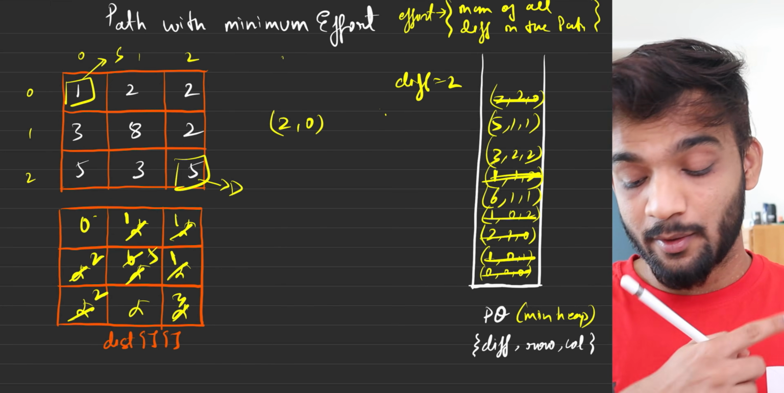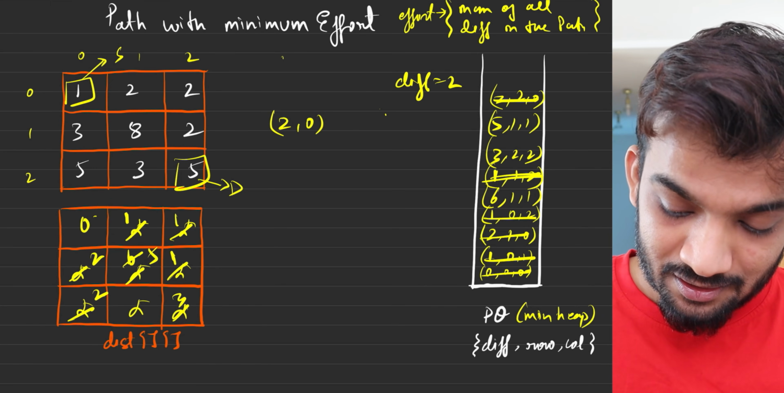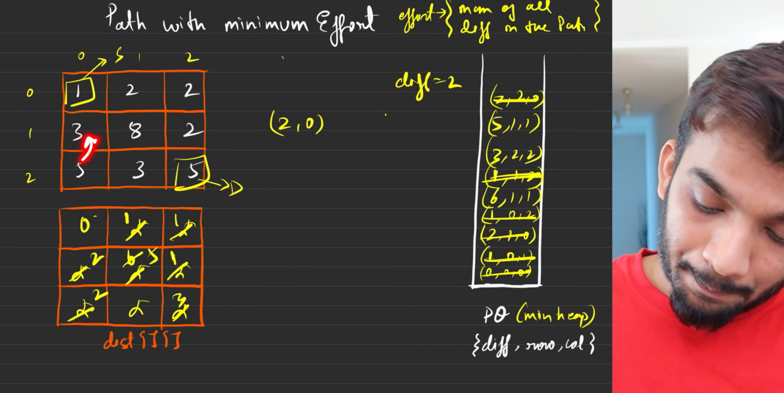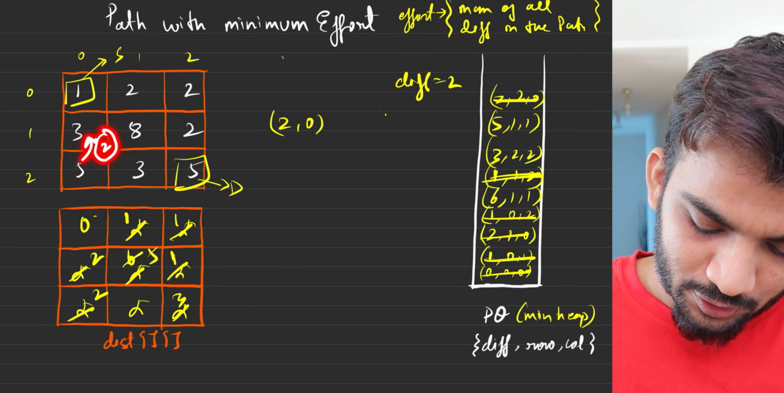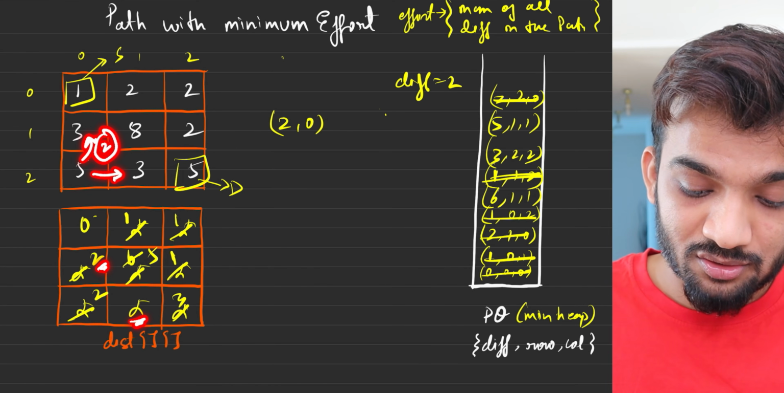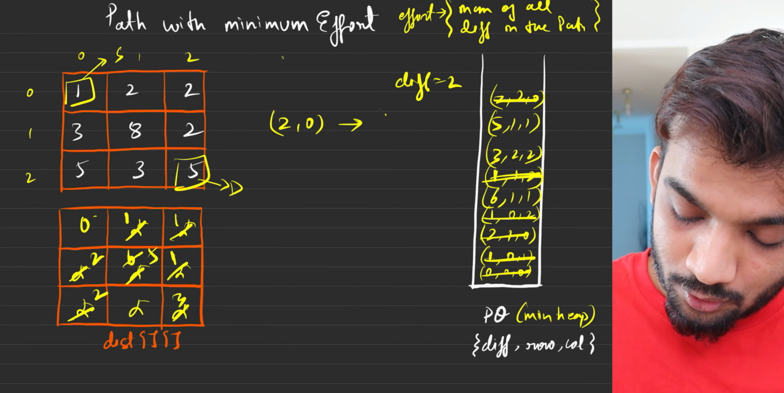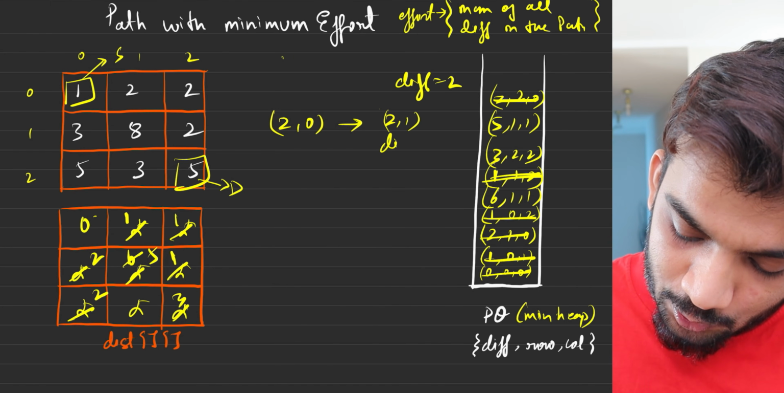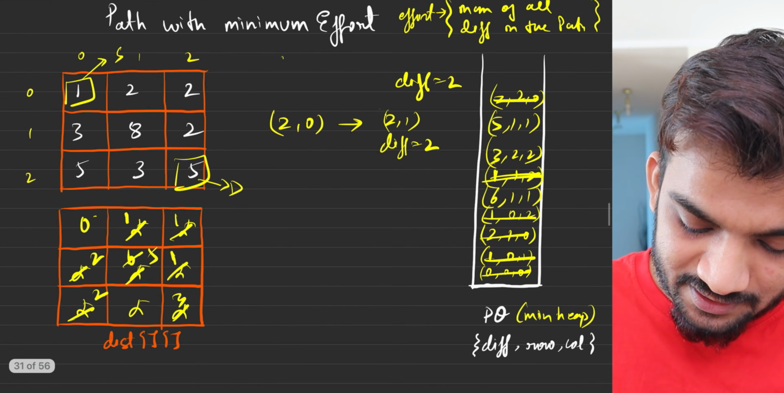Where can you go is my question. It's very easy. You can try to go to the top, which will give you a difference of 2, which is already there. So no need to go. You can try to go to the right, which is infinity. So yeah, we can go to the right. So let's try to go to the right, which is 2 comma 1. And the new difference will be 2 because that's the difference.